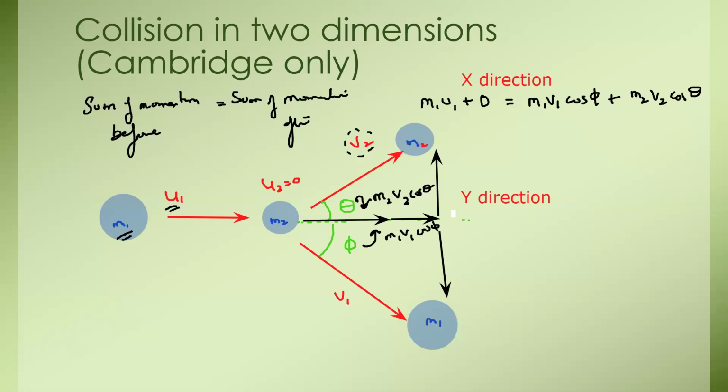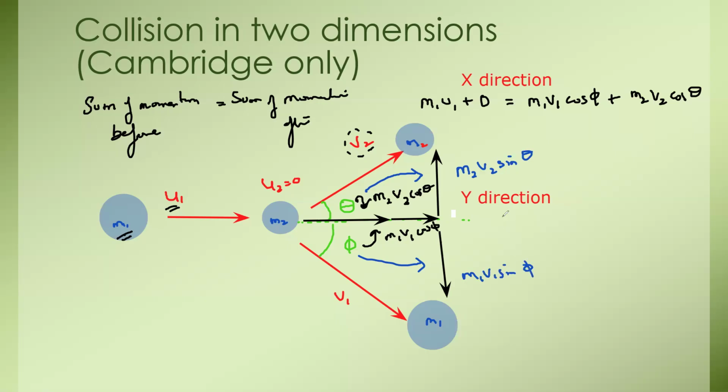In x direction, we take cosine, and the y direction we'll take as sine because that's a component. Now, this is an equation for the conservation of momentum in x direction. What about the conservation of momentum in y direction? This is a y component here and this is a y component. So what will be this component? It will be m2 v2 sine theta, and this will be m1 v1 sine phi.